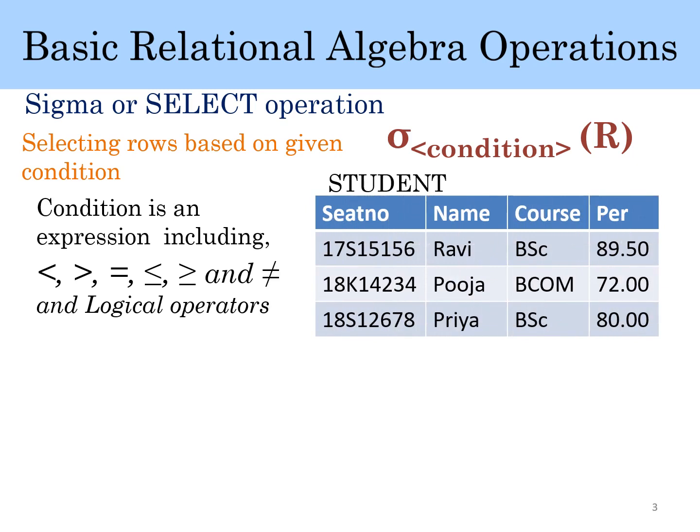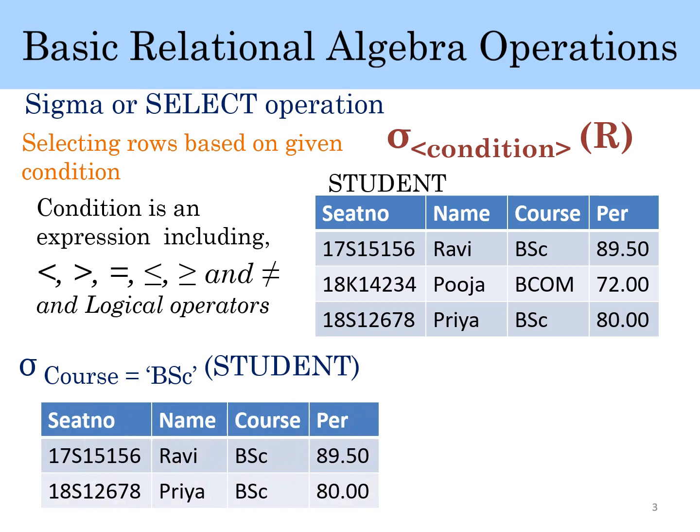Consider an example of the same student table, and consider the query sigma course is equal to BSc on the table student. This query checks whether the value of the attribute course is equal to BSc. Only those rows for which this condition is true are selected. So we'll have the result something like this. We have only 2 rows with course equal to BSc, and those are selected.